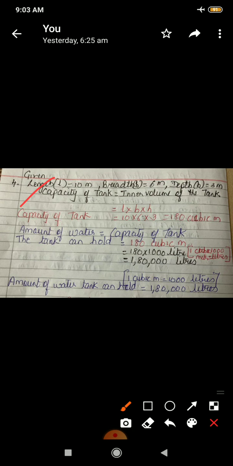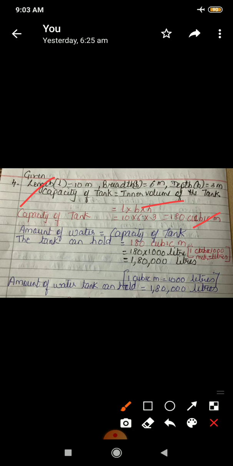Capacity of the tank means what? It is the inner volume of the tank. So inner volume means what? Length into breadth into height. So capacity of the tank is equal to 10 into 6 into 3, that is equal to 180 cubic meters. Now the amount of water the tank can hold is equal to the capacity of the tank, that is equal to 180 cubic meters.